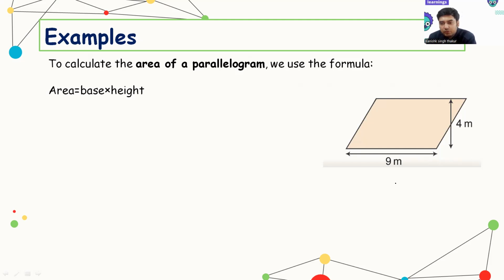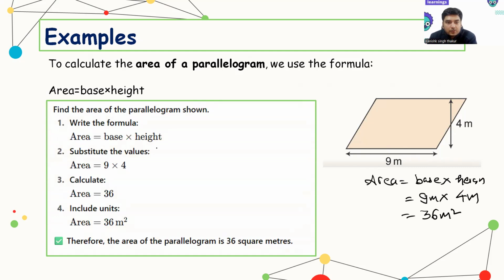Here base is given to me as 9 meters, height is given to me as 4 meters. So I can write area as base times height, and base is 9 meters, height is 4 meters. So area I'll get 9 times 4, which is 36 meters square. Right? You can see here base times height, 9, 4, 36 meters square. So this is how you can use the formulas to get out the things.